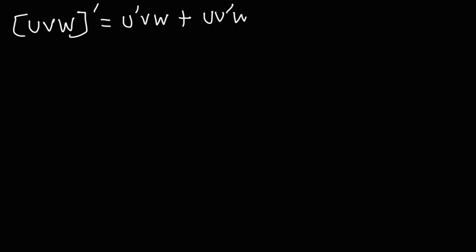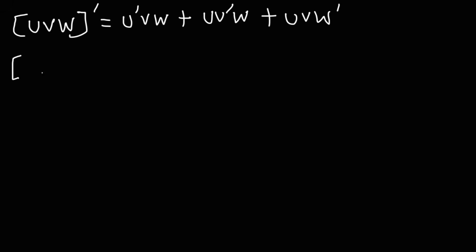So let's find the derivative of u v w. First we need to differentiate the first part. So we're going to get u prime, leaving the other 2 the same. Next we need to differentiate the second part, that is v, so that's going to be v prime, leaving u and w the same. And then we're going to differentiate the third part, leaving the first 2 variables the same. So that's how we could find the derivative of a 3 product term expression.